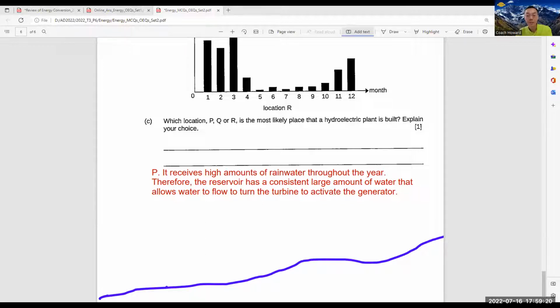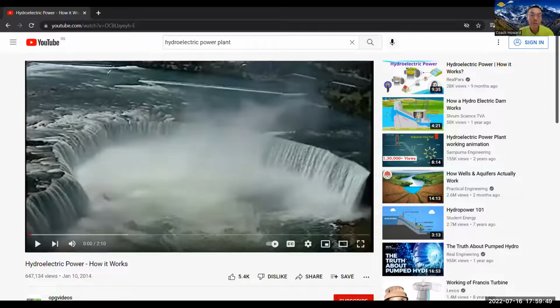Then with some minutes left, I will try to show you the HEP, the hydroelectric power plant. This one some of you have seen before, so just a quick sharing for those who have not seen. Okay, this is a hydroelectric power plant. Sit back and relax.